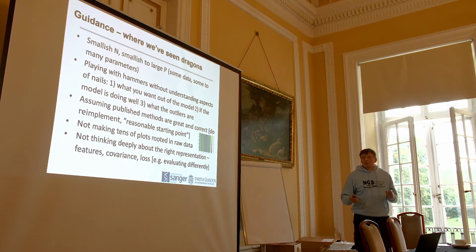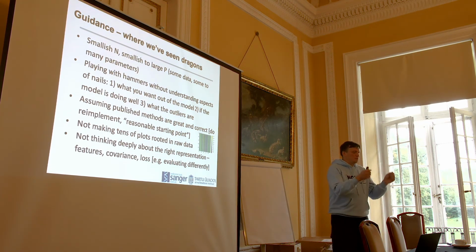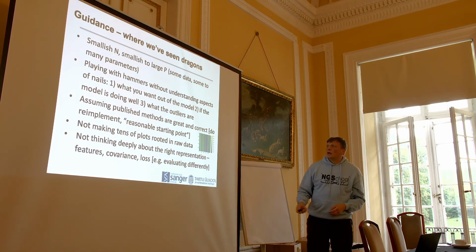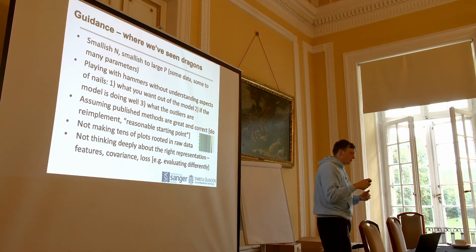And so, places where we've seen dragons, which means lots of time wasted: we have some data, but not a lot of parameters. Like we have some CRISPR screens with 20 base pairs and 10,000 data points. People have tried to use deep learning there against my recommendation, and just nothing really happens. You can save time by just focusing on the problem. People waste a lot of time when they're playing with the deep learning hammer without really understanding the nails well.